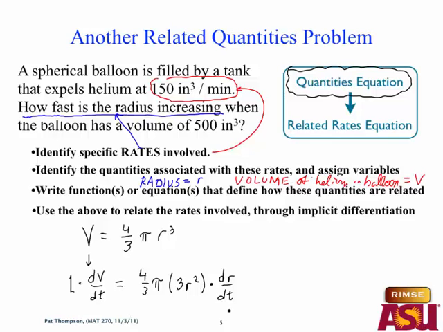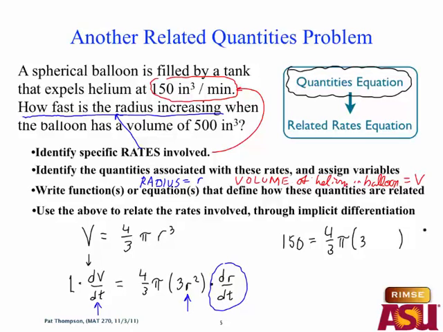What are they asking us to find? dr/dt. So that means we have to be able to get r and dV/dt. Do we have either of those? dV/dt we have. That's our 150. That's how fast the volume is increasing. So we'll have 150 equals 4/3 pi times 3.